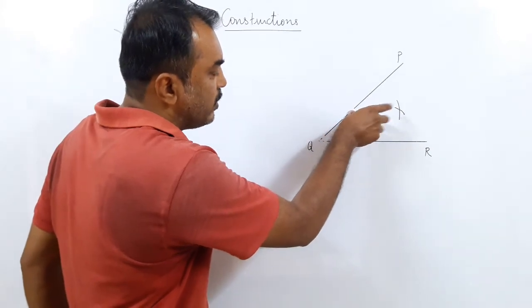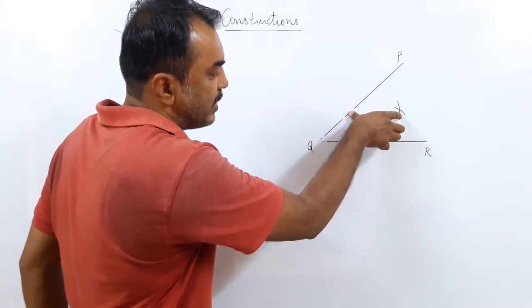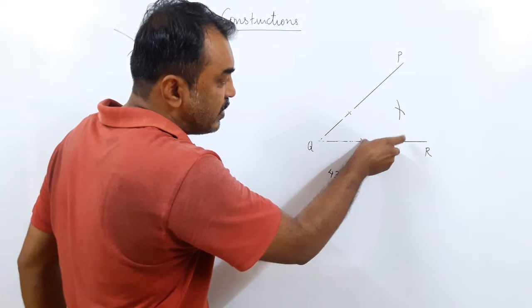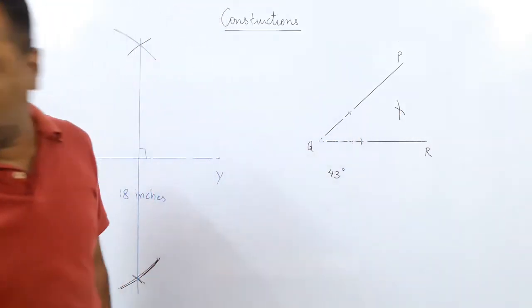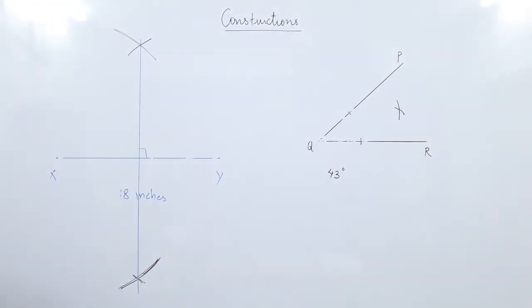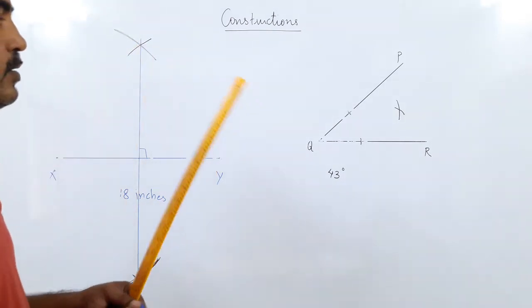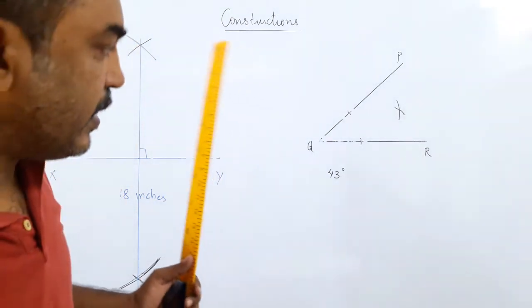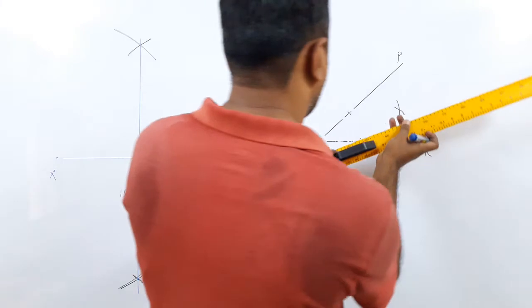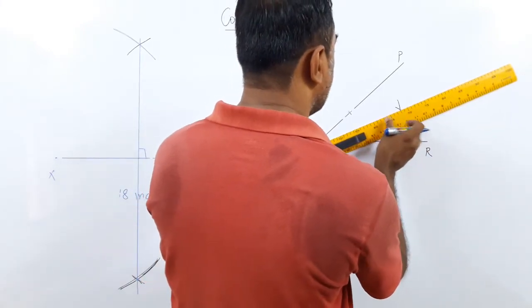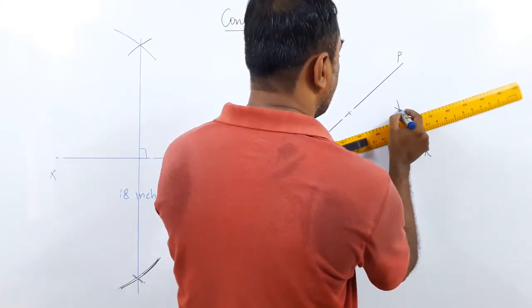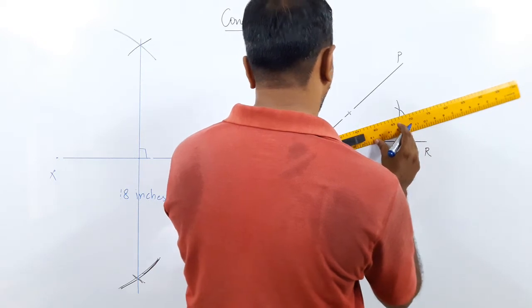Then from this point, same radius or different radius, I cut an arc here, and with the same radius, I cut a point from here. So I have got 2 points now. Let me join these 2 points and see what I get. So one point I have is point Q. The other point is the point lying here. This is the point where the two arcs are meeting. So let me join these two.